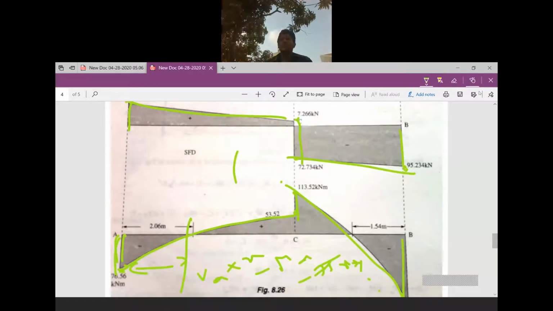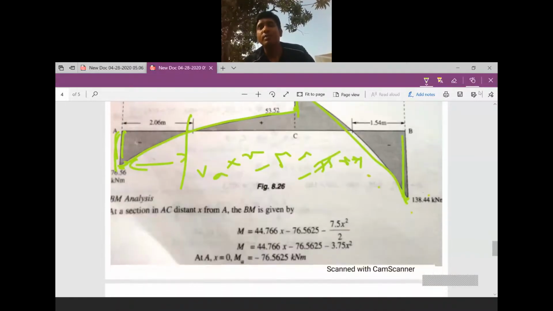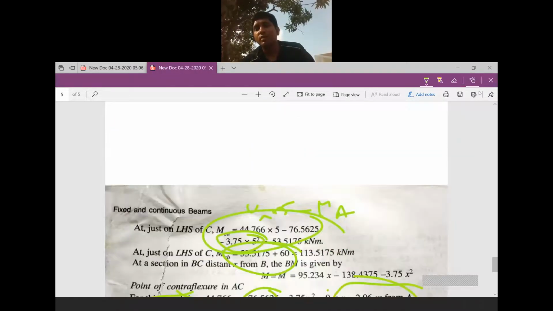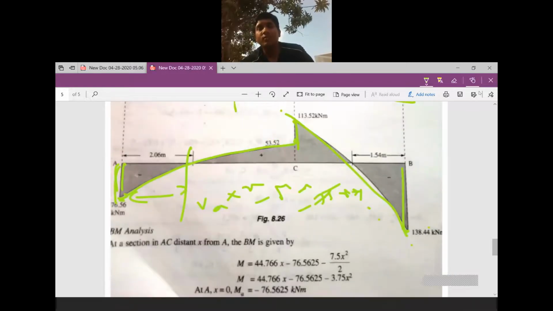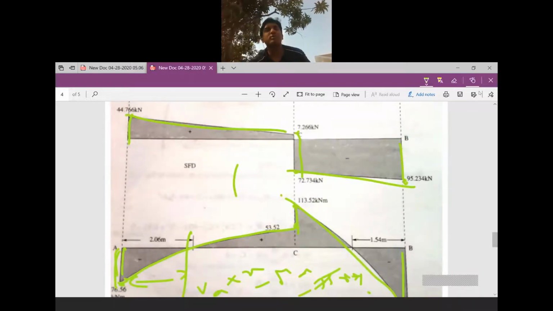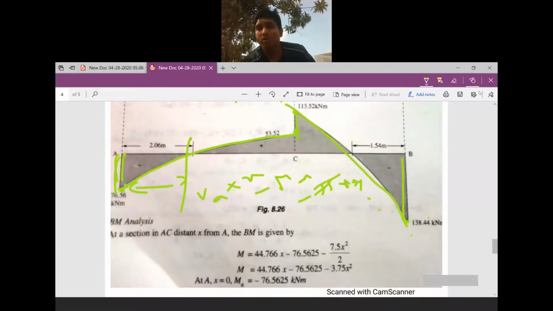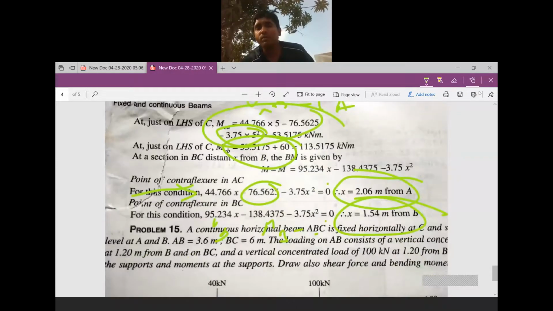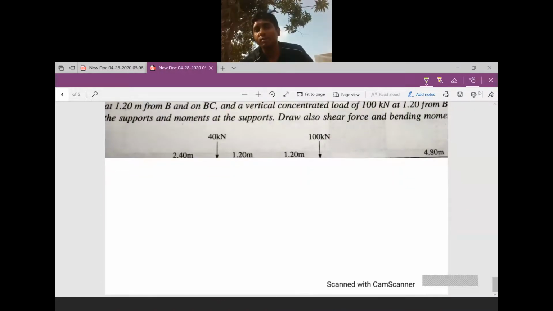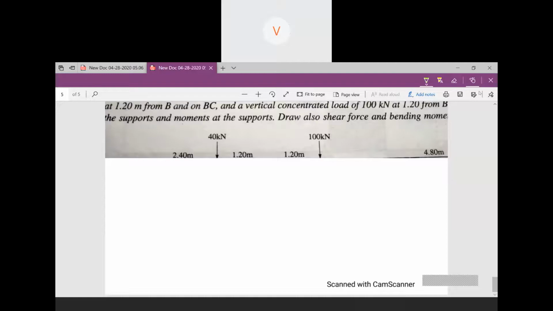Okay, if these two problems are completed, then you have completed fixed beams. You have completed continuous beams and fixed beams. And tomorrow I'm going to start another topic. Understand? Tomorrow I will start another topic. Any doubts?